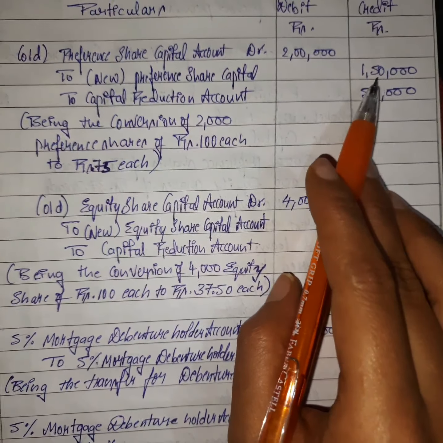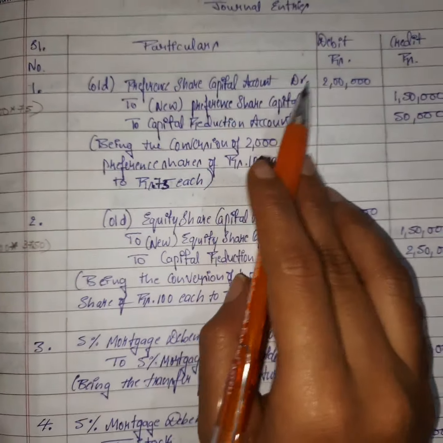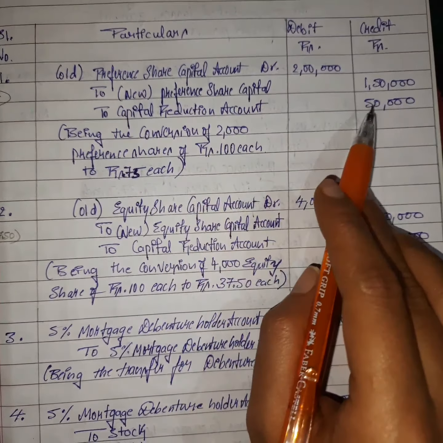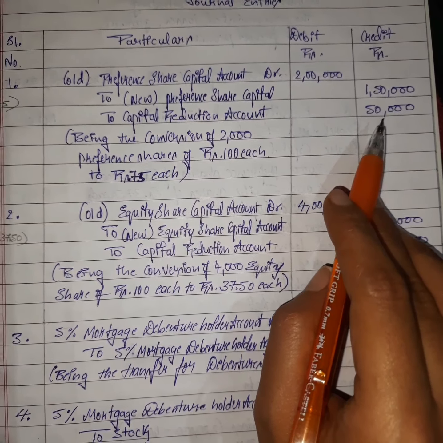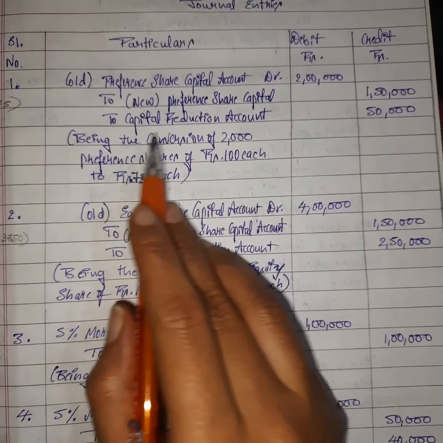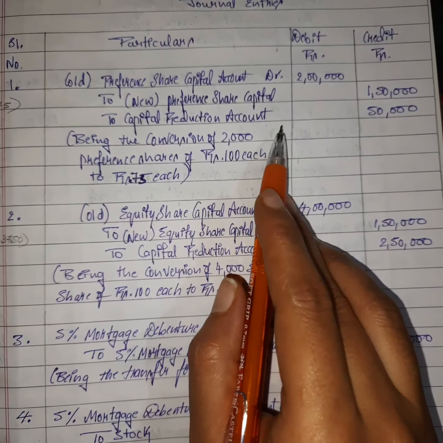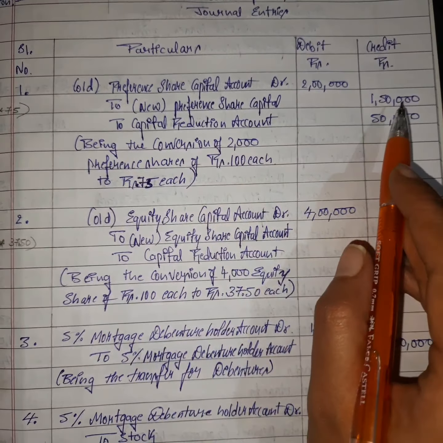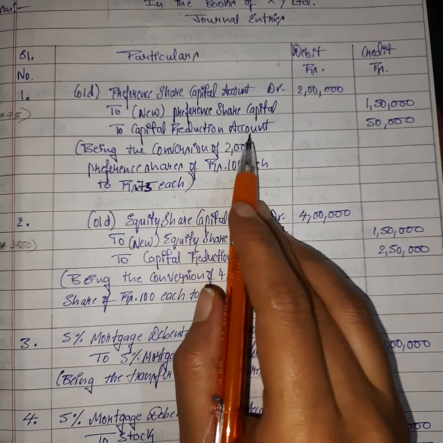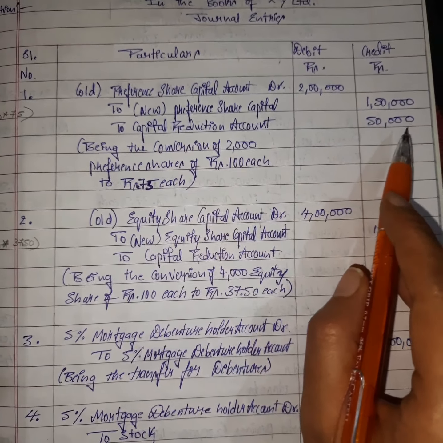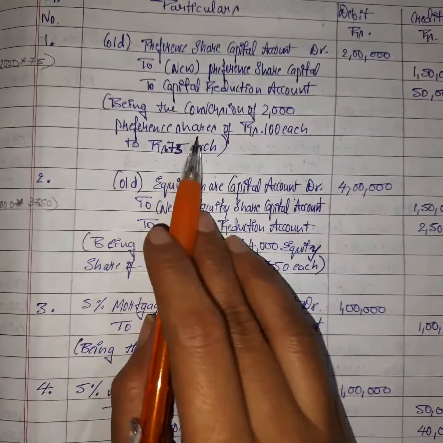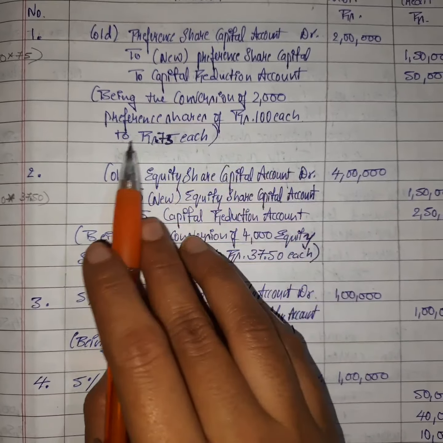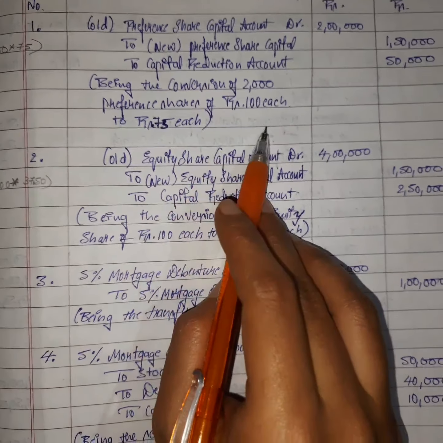The amount will be 1,50,000. 2 lakh minus 1,50,000, you will be getting 50,000 as a balance. You will be mentioning it to capital reduction account. In the credit side, to new preference share capital 1,50,000 and to capital reduction account in credit side 50,000. Note: being the conversion of 2000 preference shares of rupees 100 each to rupees 75 each.